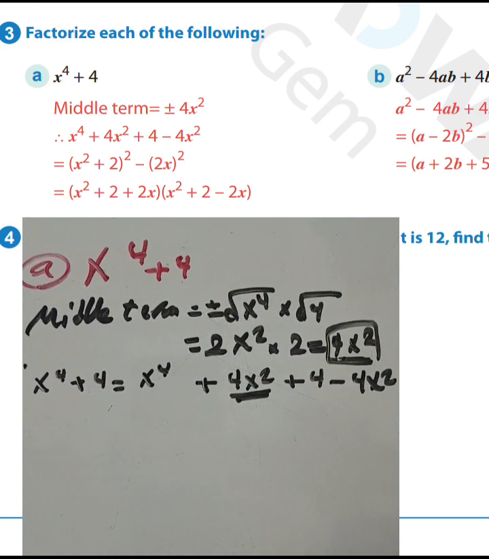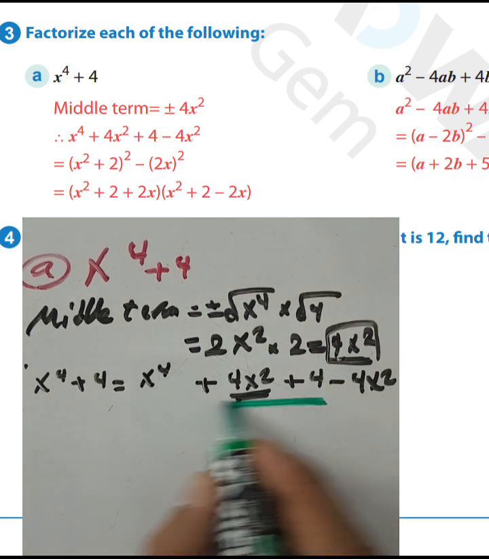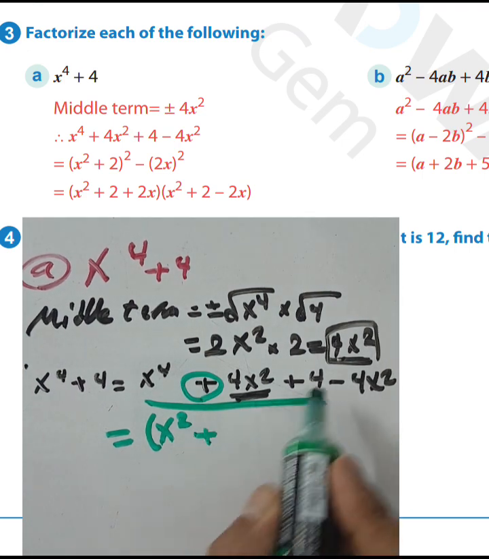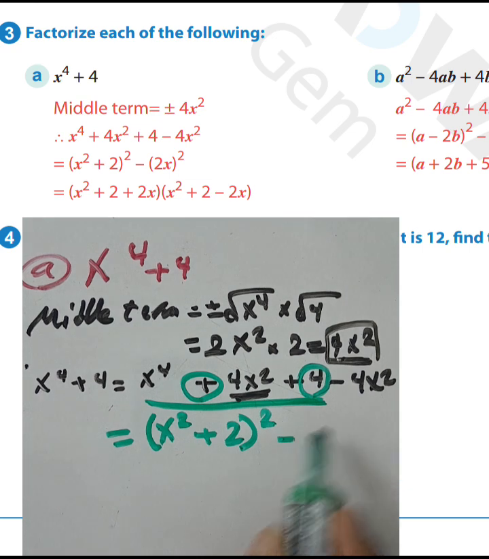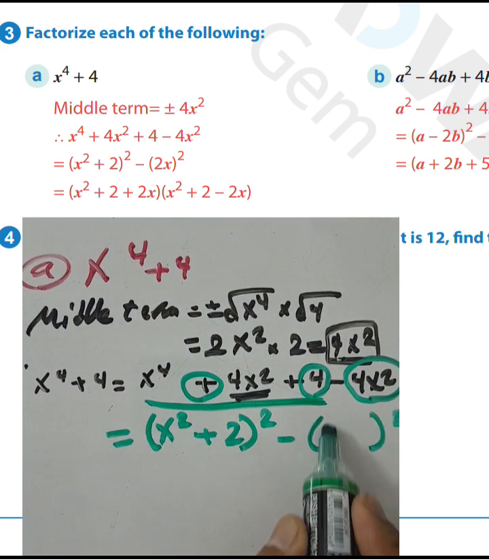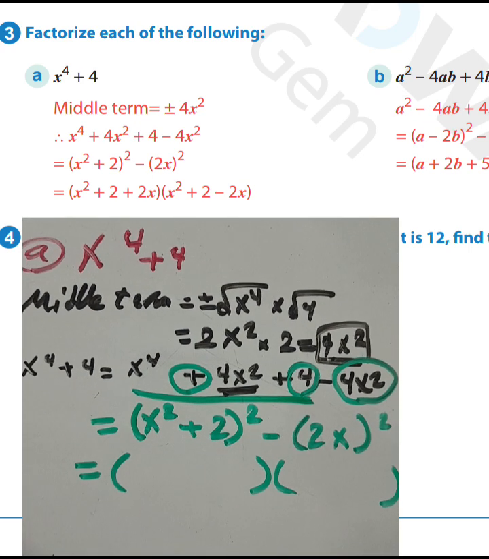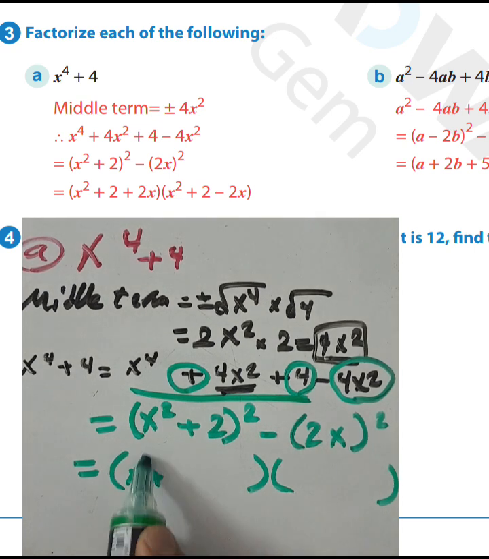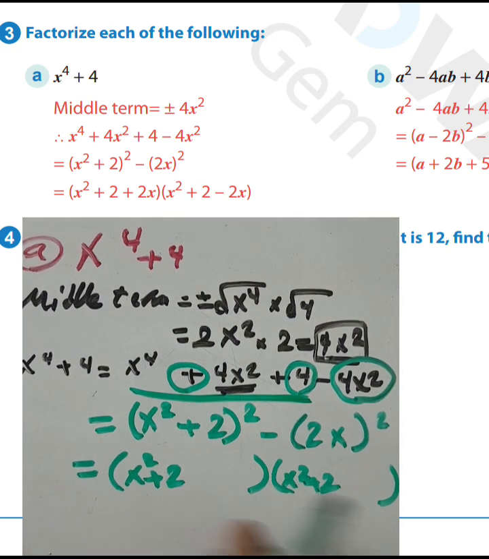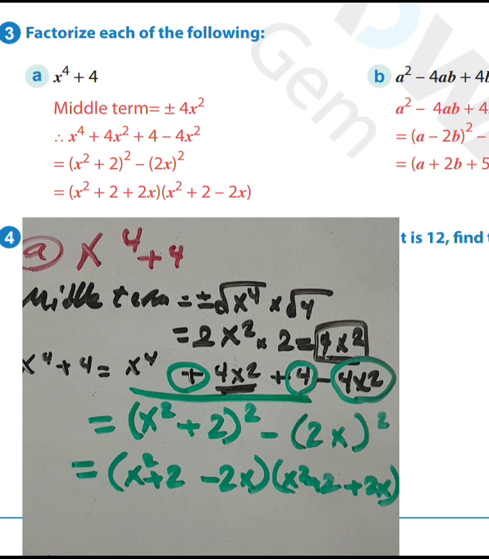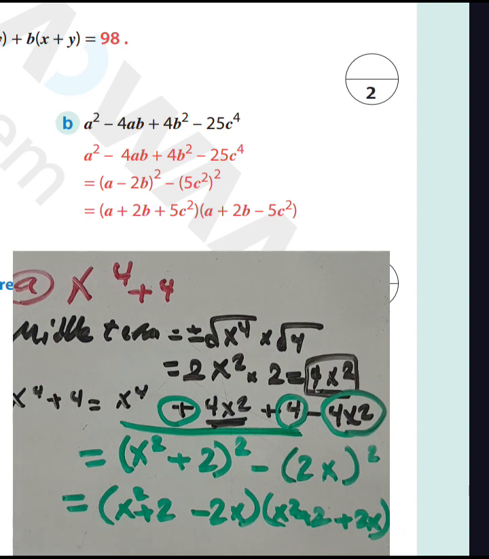Okay, and then you can write this expression as 3 terms. Write the square root of the first, x power 2, and write this sign positive. The square root of 4 will be 2, all power 2, subtract 4x power 2, which is 2x, and then you can write x power 2 plus 2, repeating this, and write negative 2x, and then plus 2x here. Okay, that is the result of this example. Question letter B. Factorizing this expression.